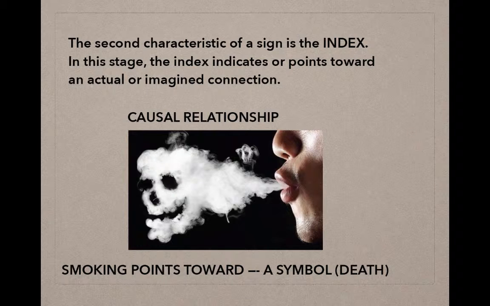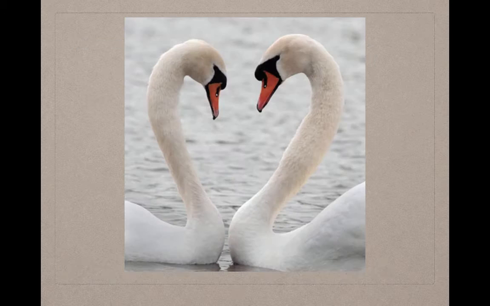The second characteristic of the triad of a sign is the index. The index indicates or points towards an actual or imagined connection, in a sense connecting to the symbol. There's a causal relationship between the icon, the index and the symbol, the three. So in this case, the smoking points towards a symbol, the skull and crossbones, death. Pretty cool, I guess.